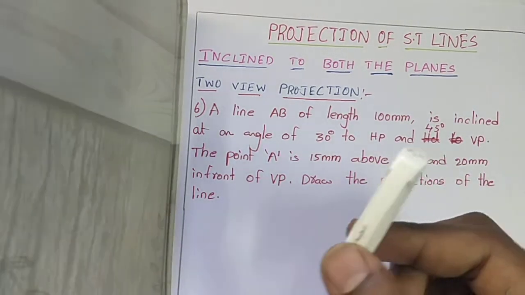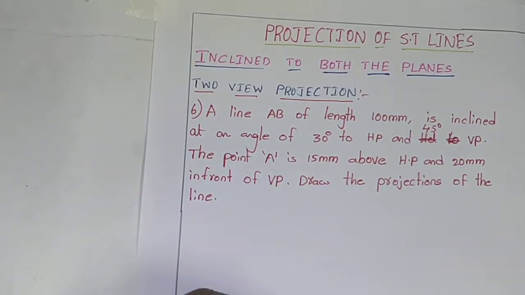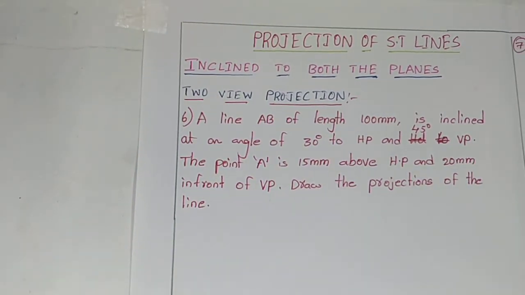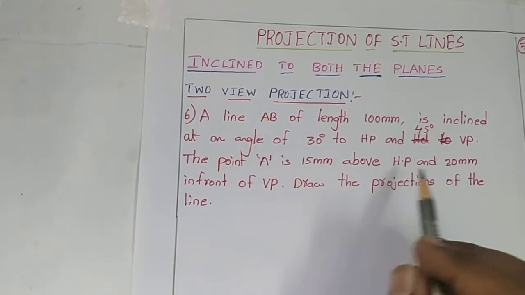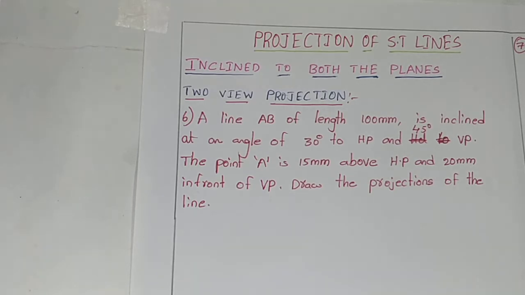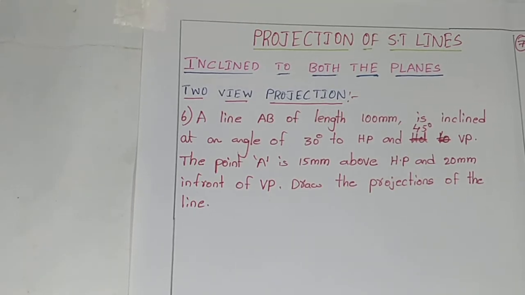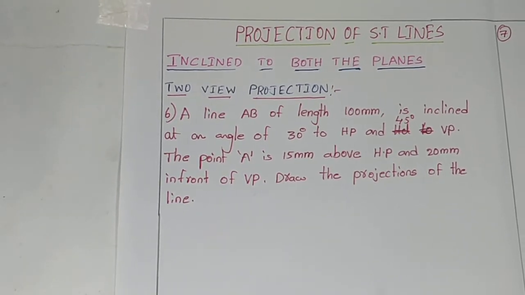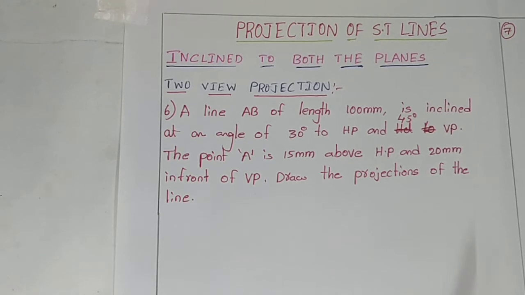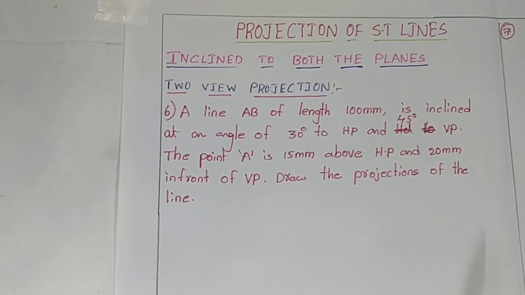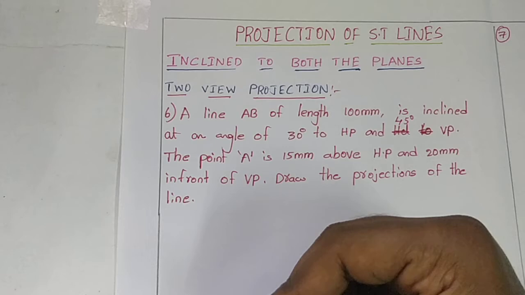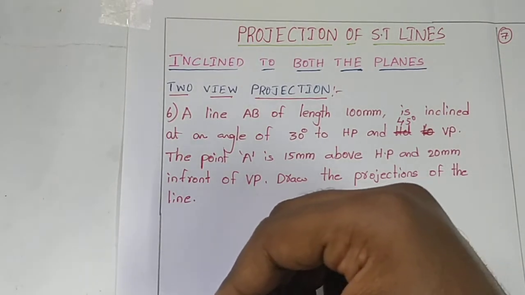First we have to imagine whatever problem is given. First we need to identify the quadrant. Here it is above HP and in front of VP. Above HP and in front of VP means what? It is the first quadrant. For the first quadrant, first we need to draw the XY line. First I am drawing the XY line.